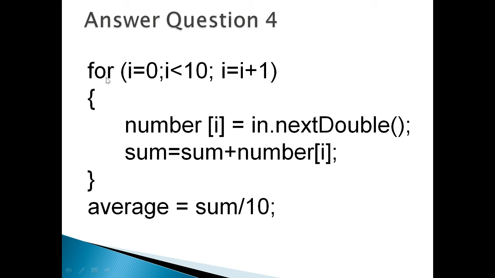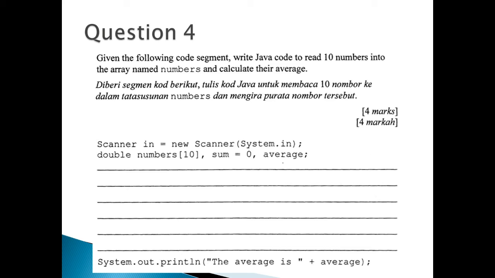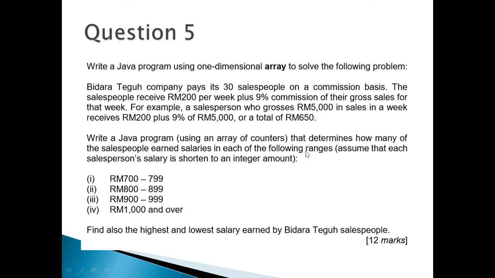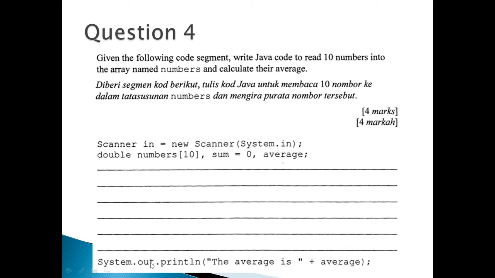So we create the repetition for i equal to 0, i less than 10, i equal to i plus 1. And then get the number, next double. And then get the accumulation for sum because we need the sum for getting the average. After you input all the numbers, get the sum and then get the average outside the loop, and then it will System.out.print the average is equal to average.